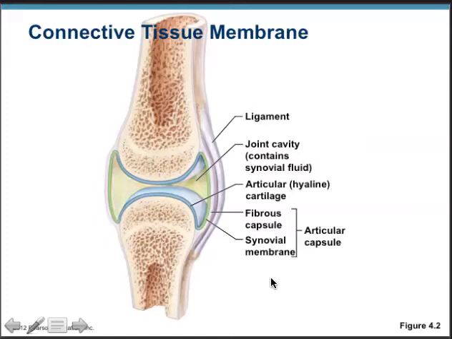You can also see the fibrous capsule, which is the connective tissue that surrounds the outside of the joint, and of course the synovial membrane with the synoviocytes that secrete the fluid that fills the joint.